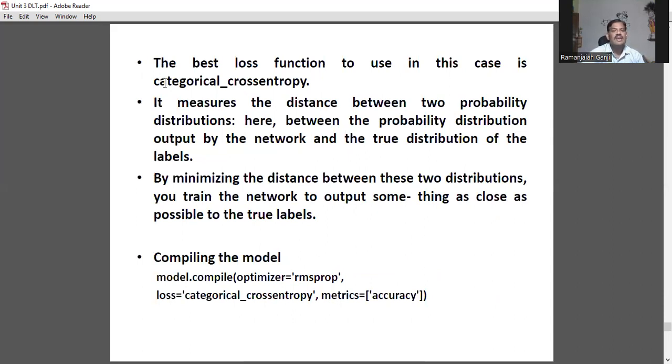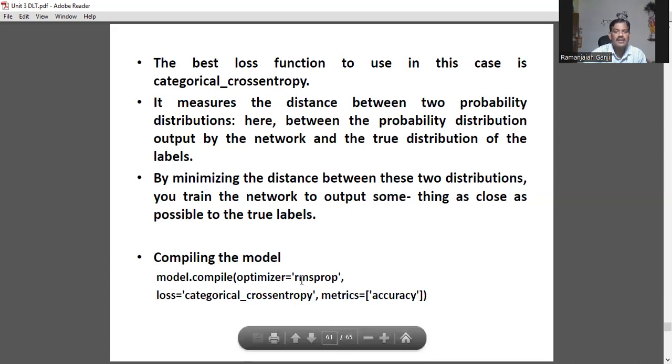So the same categorical cross-entropy can be used. In this case, it measures the distance between two probability distributions: the probability distribution output by the network and the true distribution of the labels. So only the terminology changes, but the exact meaning is the same: actual and expected. By minimizing the distance between the two distributions, you train the network to output something as close as possible to the true labels. Model compile: optimizer is RMSprop, loss is categorical cross-entropy, metric is accuracy.